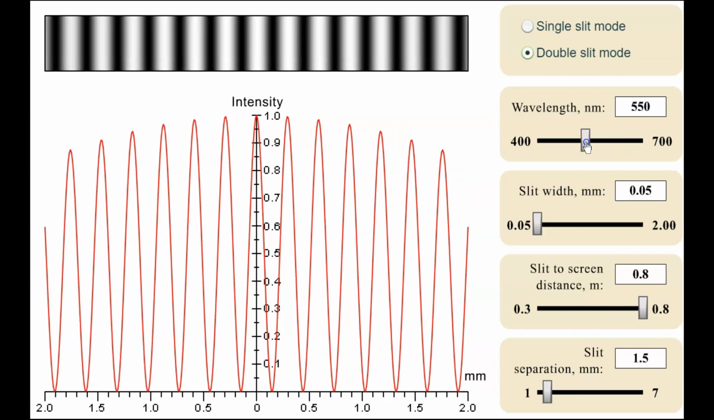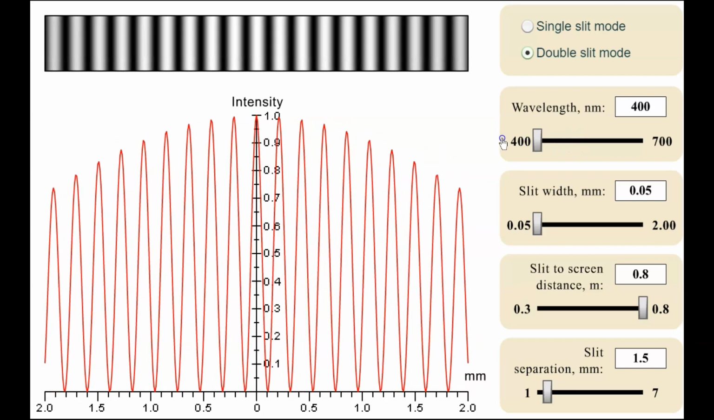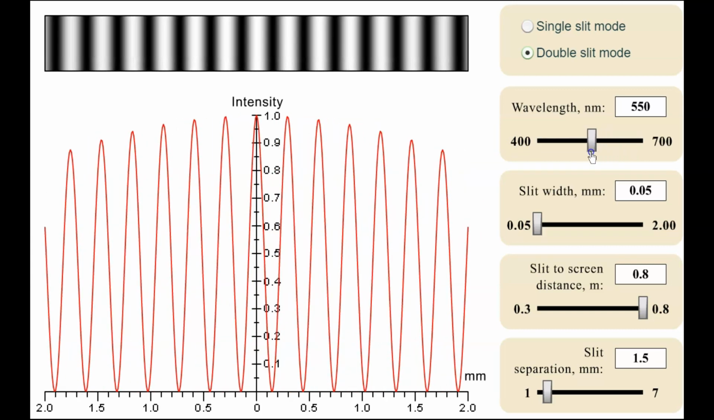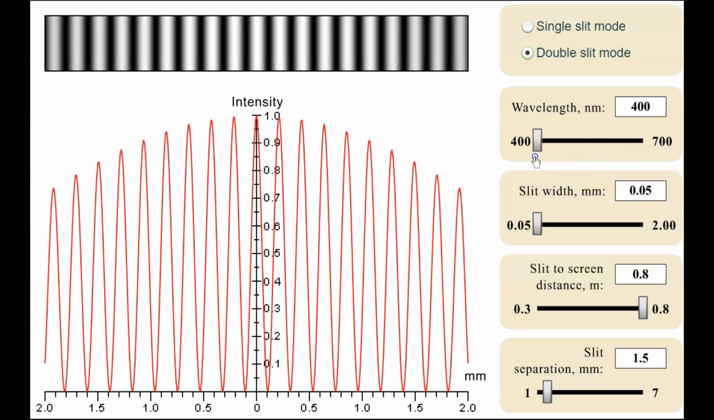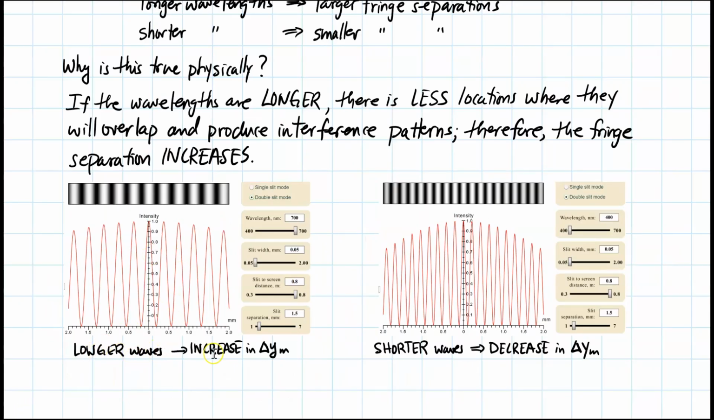If I decrease the wavelength, the fringes should get closer together, which they do. So I have two cases: longer wavelengths, the fringes separate; shorter waves, the fringes get closer together. So in summary, if I have longer waves, there's an increase in the fringe separation. If I have shorter waves, there's a decrease in the fringe separation.